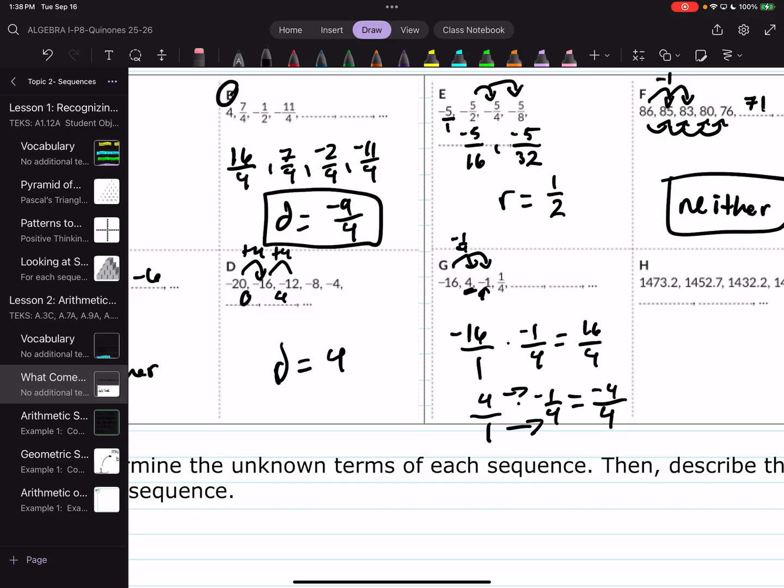So it seems like it is following this pattern, but we're having to do what operation to get to the next term? Are we adding something or are we multiplying? We're multiplying. So what is this, a geometric or arithmetic sequence? It's a geometric one. So that means this is going to have a common ratio. What am I multiplying every single time? Negative 1 over 4.